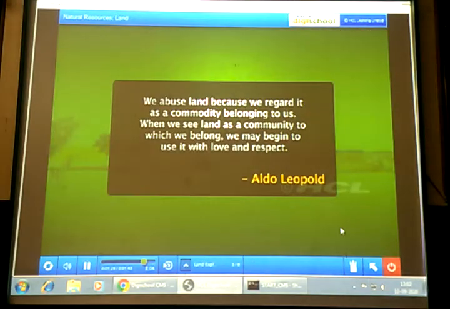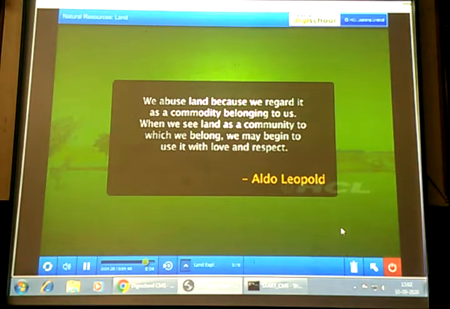We abuse land because we regard it as a commodity belonging to us. When we see land as a community to which we belong, we may begin to use it with love and respect.